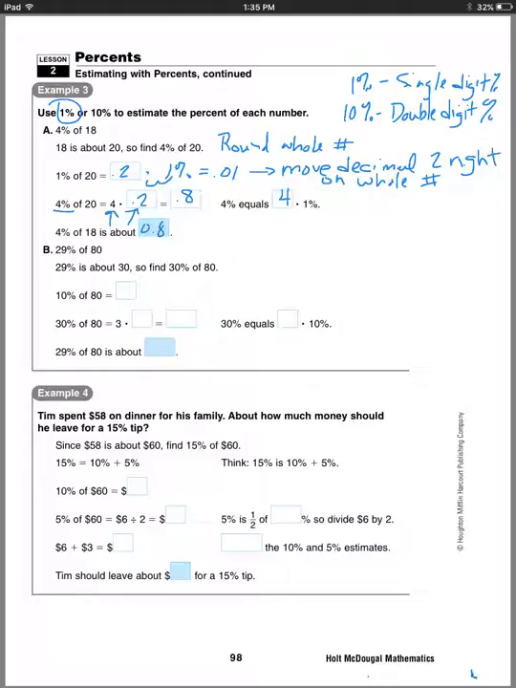Okay, 29% of 80. Now 80 is already rounded, but I'm going to put that down again, round to a whole number. But it's already rounded, so we don't need to worry about that. Okay, so now we have a double-digit percent, so we're going to use 10%. So 10% of 80 equals, now I can put that in my calculator as 0.10, okay?